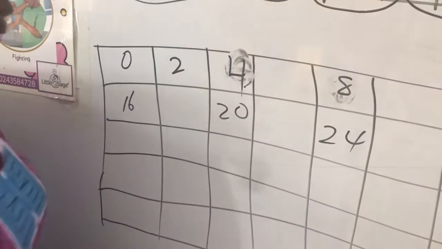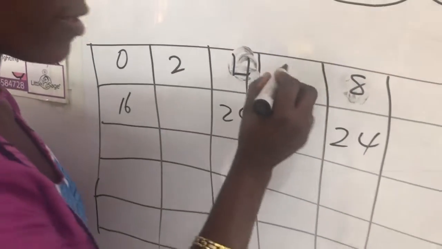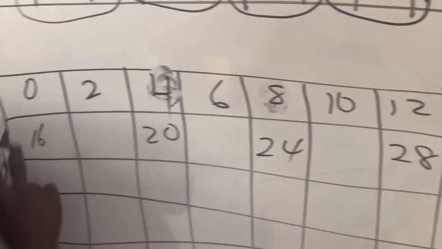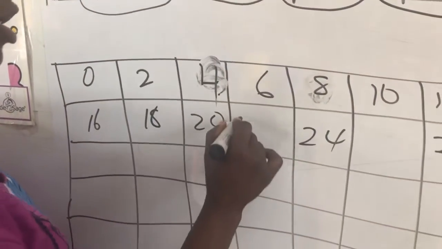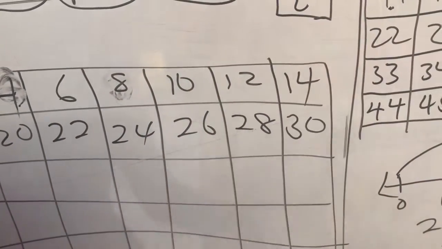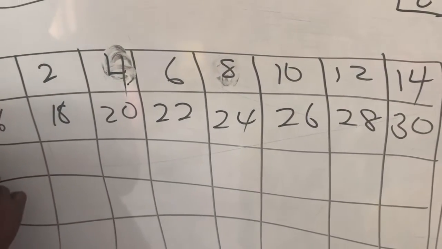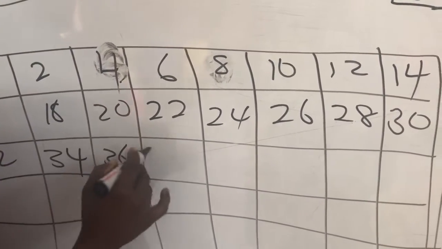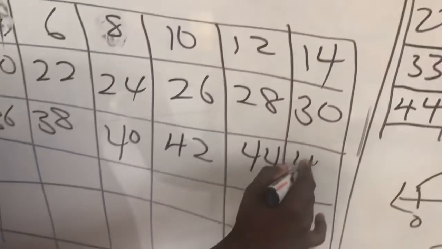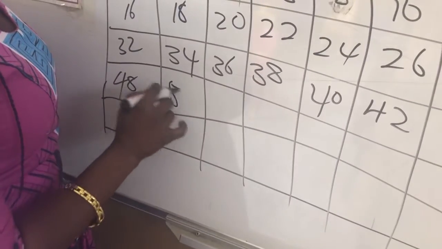We have 2. So we have 2, 4, 6, 8, 10, 12, 14, 16, 18, 20, 22, 24, 26, 28. Then we have 30. If you should continue, you will have 32, 34, 36, 38, 40. Continue 42, 44, 46, 48, and 50. We continue in that order.